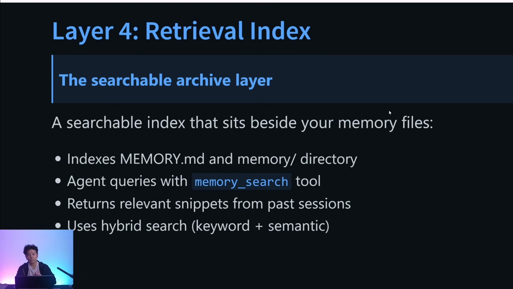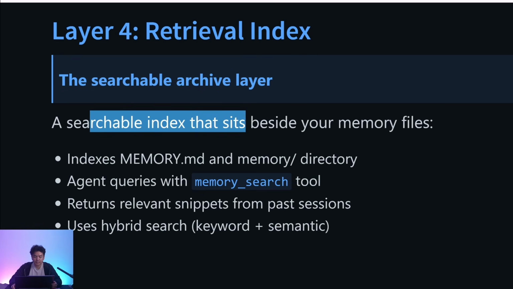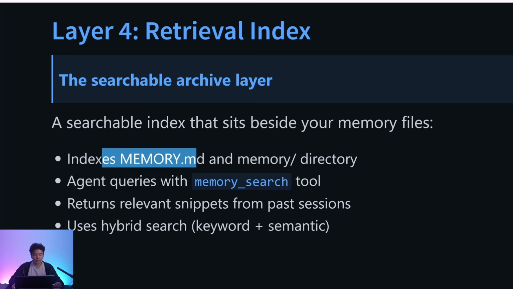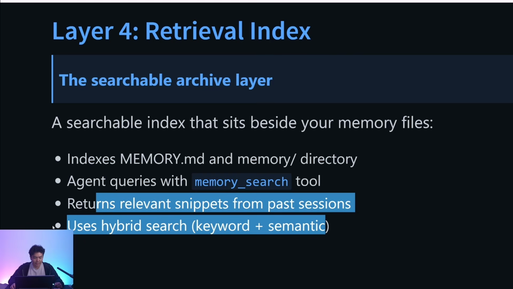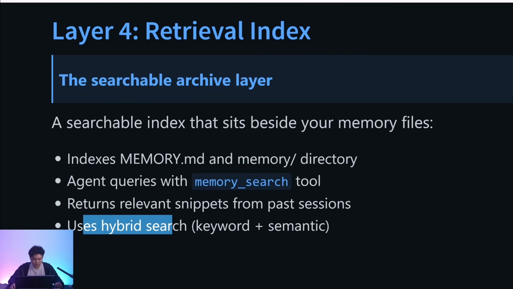Now, the last memory layer we're going to be talking about is the retrieval index. This is the searchable archive layer. It's basically an index that sits beside or even outside your memory files. It indexes your memory.md or your memory directory. The agent queries it with the memory search tool, and then it returns relevant snippets from past sessions. And it even uses hybrid search, so that's keyword plus semantic matching.